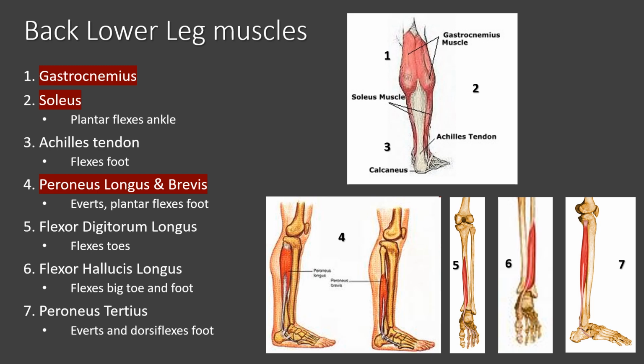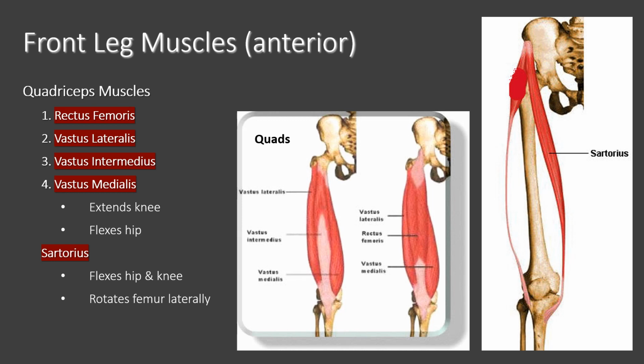Peroneus tertius is a muscle that ITEC have included in the syllabus but haven't had a question about, either orally or theoretically, since they included it. And Peroneus tertius everts and dorsiflexes the foot. These are muscles at the front of the leg, the anterior leg.